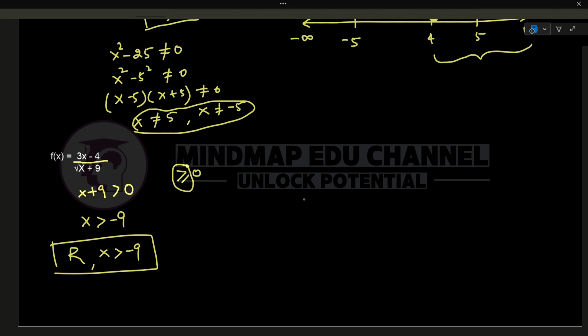Now, mark it on the number line so that we can write the domain in interval notation. Here is minus 9 and it will be an open circle here, and it is greater than minus 9, which means towards positive infinity. So, the domain will be minus 9 to infinity.